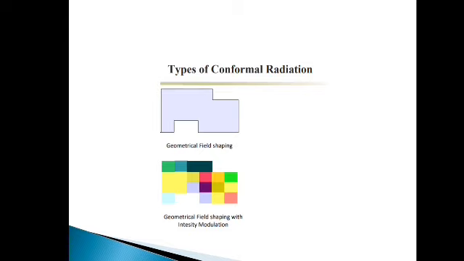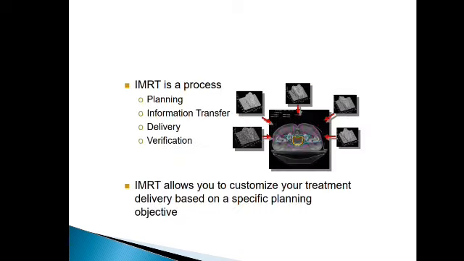For example, it is another comparison of 3D and IMRT. In 3D conformal radiotherapy, geometrical field shaping is correct, but without any modulation of intensity. But in IMRT, in the lower shape, you see another color, that means different dose and different intensity. Geometrical field shaping with intensity modulation, and it is really good for treatment.